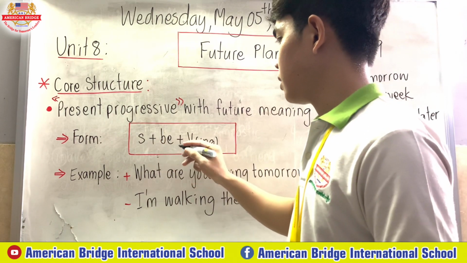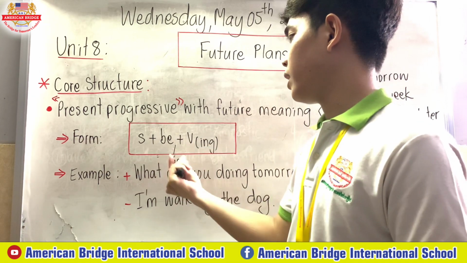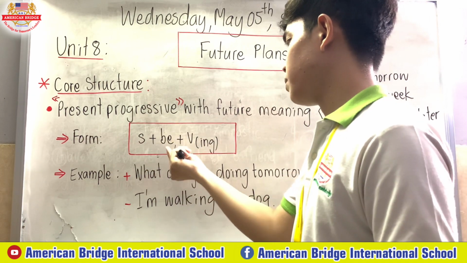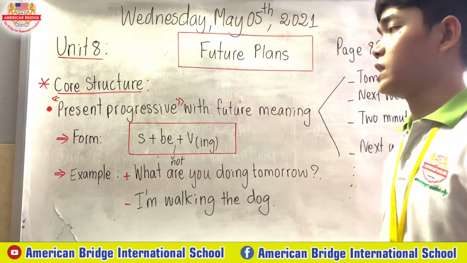You just add not here: subject plus be plus not plus verb-ing. So that is the negative form in the sentence.